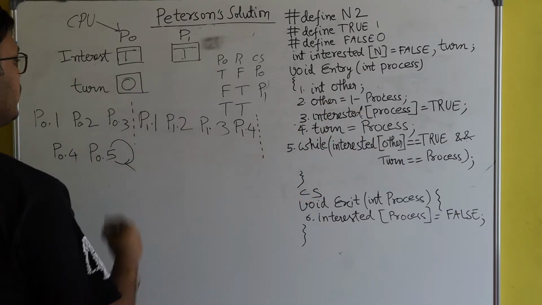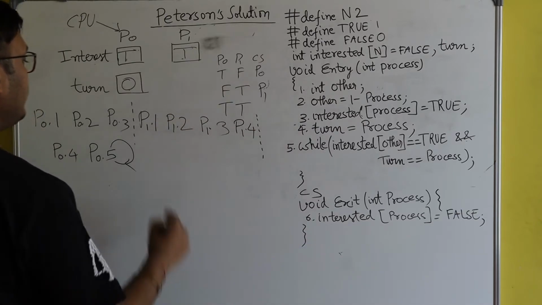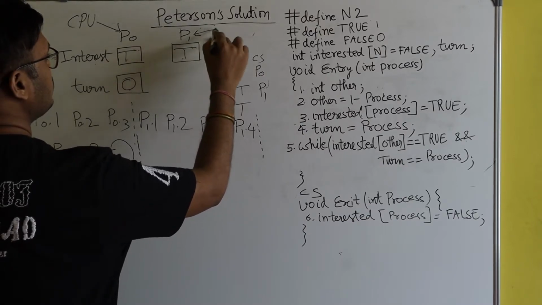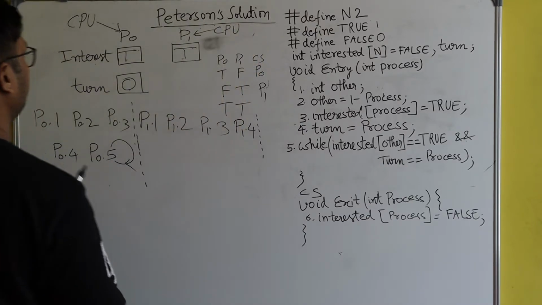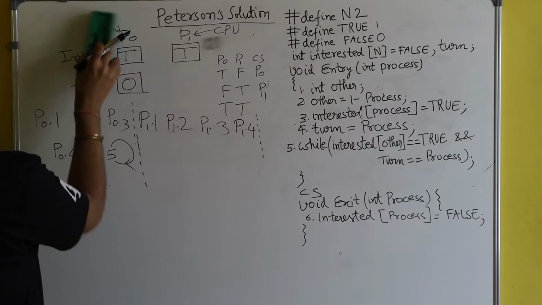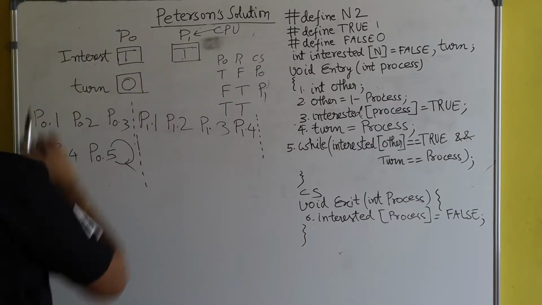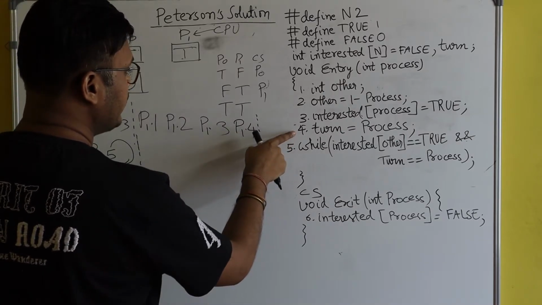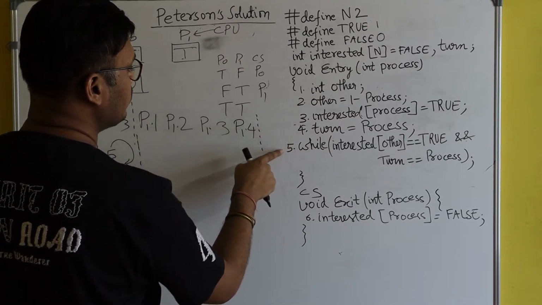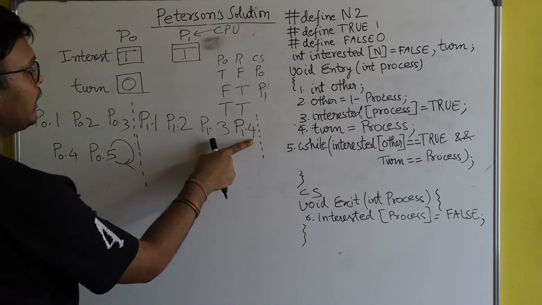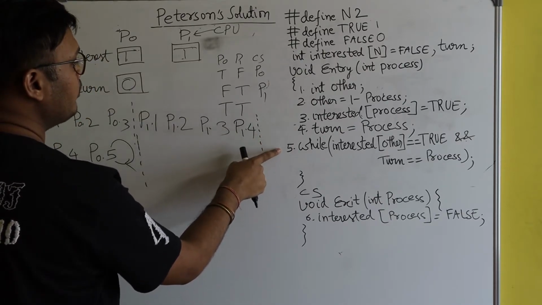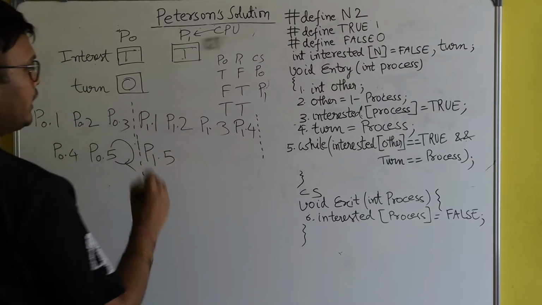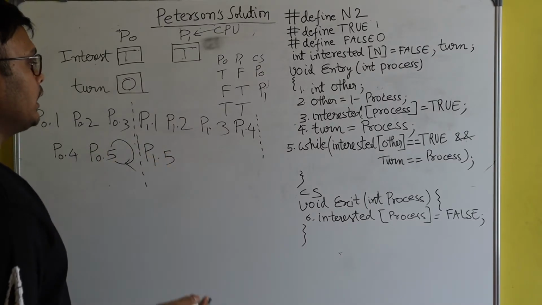So now again context switching happened, and at this time CPU is given to process P1. So now CPU is with process P1. So process is P1 and other is P0 now. P1 executed till line number 4. So now P1 will execute line number 5. So here I will write P1.5. So let's see whether P1 could enter inside the critical section.